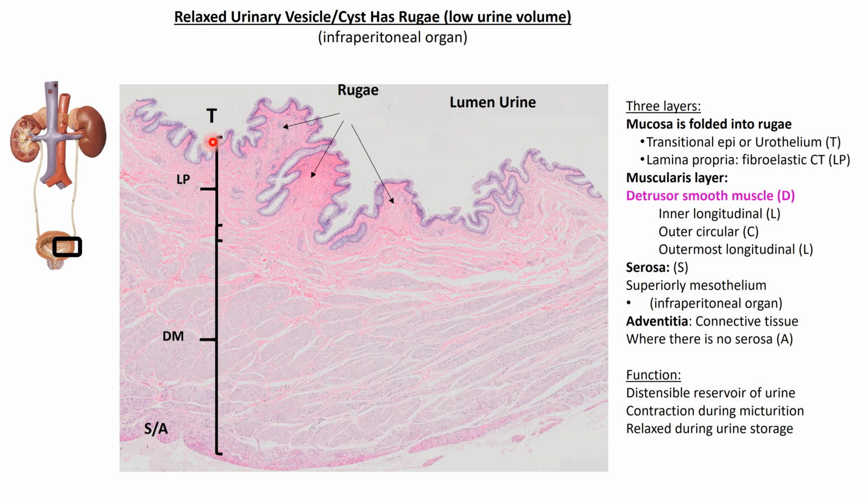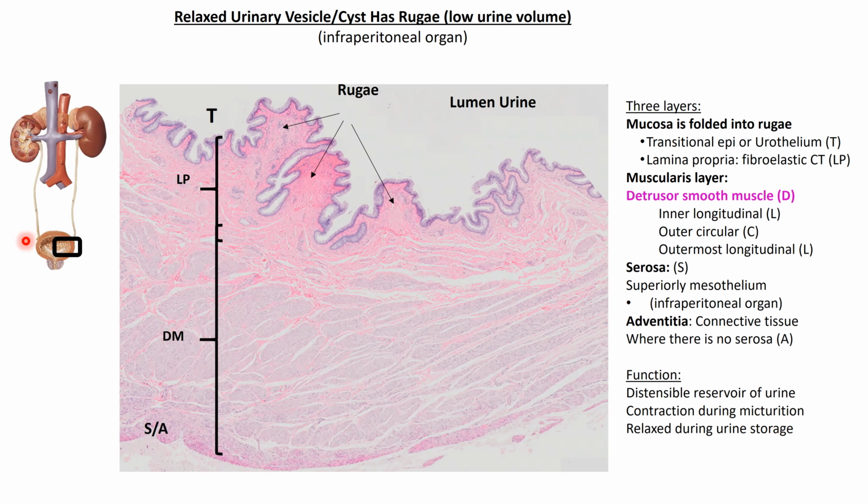But here is the three layers again. The purple is the transitional epithelium. The sharp pink is the lamina propria. So the two together is the mucosa. And here comes the LCL. And the urinary vesicle, you call it detrusor smooth muscle. Okay? And here is either serosa or adventitia, depends on where you are. What is the function? Distensible reservoir or storage of urine, contraction during micturition, relax during urine storage.